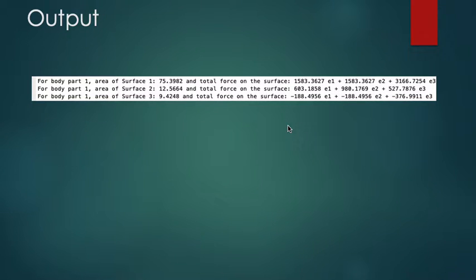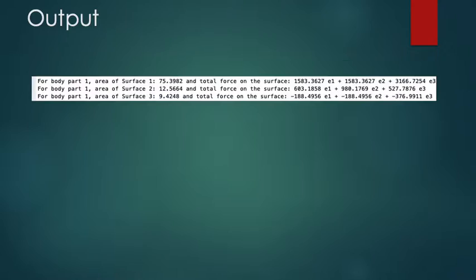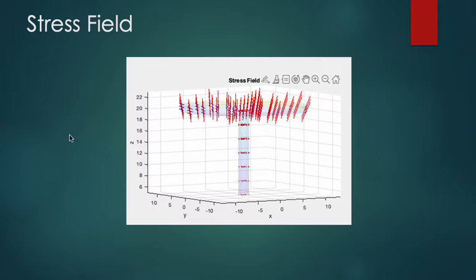The output for the force acting on the body was 1583, and this is surface 1. So the normal vector is just pointing up. It's acting on that surface. So 1583 in the x1 direction, 1583 in the x2, and then 3166 in the x3. And then just like I was showing you earlier, here are the stress fields as shown. And then this is basically the shaft of the thumbtack, and then this is the head of the thumbtack, just flattened out and expanded.